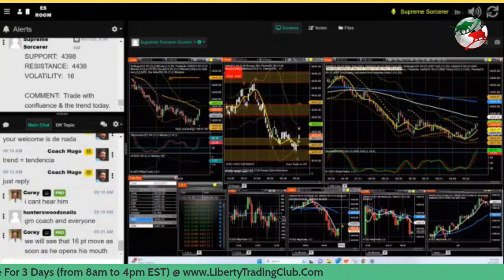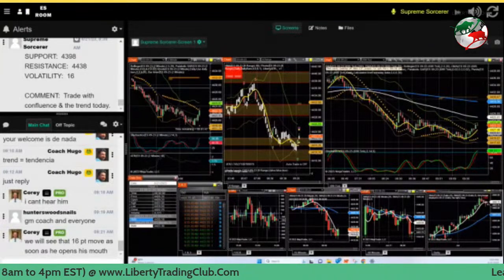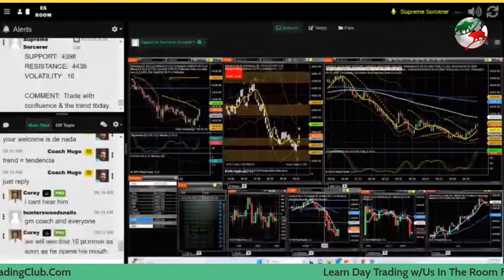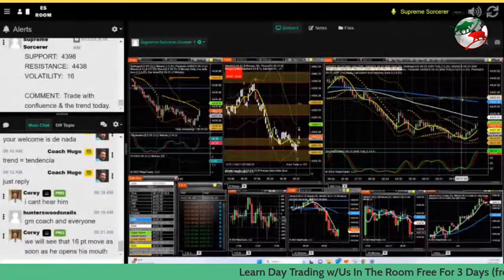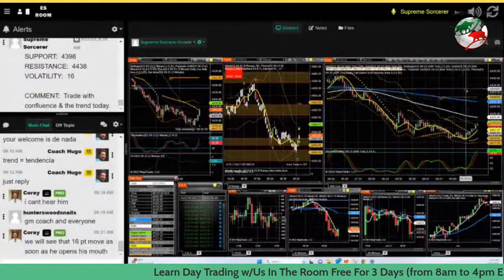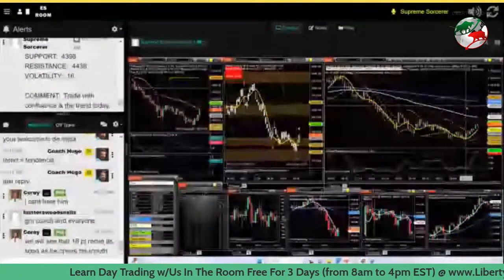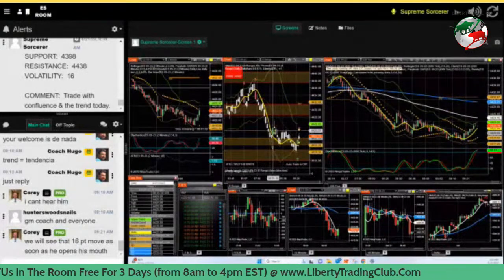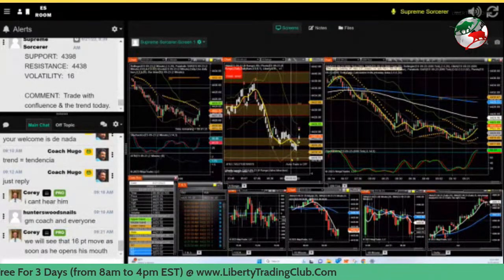If 5 is below, trend's down. If 5 is up, trend is up. Very simple. If they're broken, they're tied. If we need a tiebreaker, we look at the daily pivot: above, long; below, short. Very simple definition of trend.